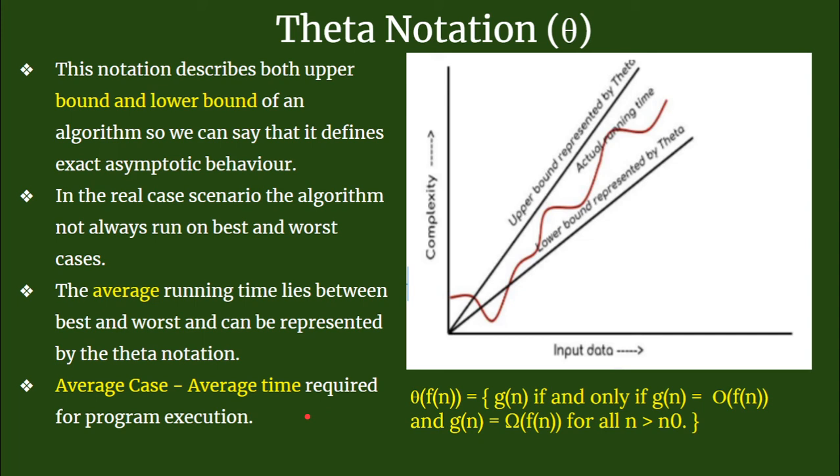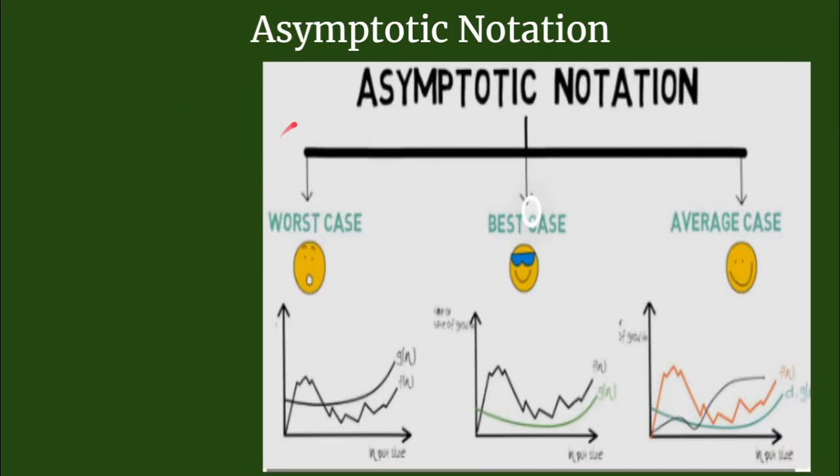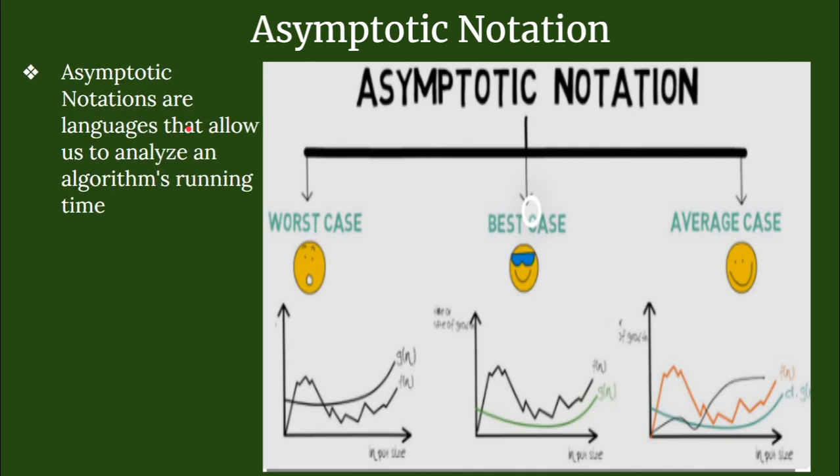So these are all the three ways the algorithm execution can be defined: big O, big theta and big omega notations. So pictorially we can give all the asymptotic notations as here. Asymptotic notations are languages that allow us to analyze an algorithm's running time. So how the algorithms execute, how much time the algorithm takes to execute. So this is the scenario which shows the asymptotic notation where we have worst case, best case as well as the average case.